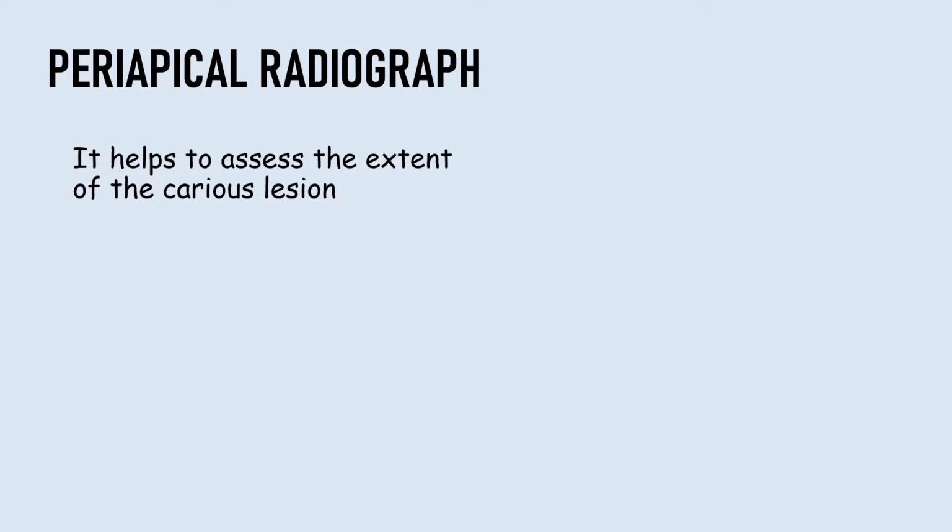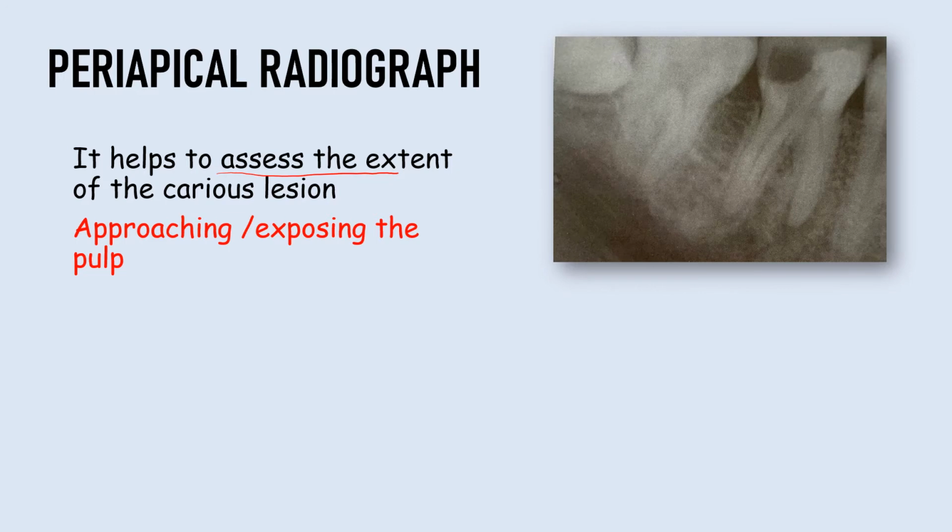Periapical radiographs are important because they help us to assess the extent of the carious lesion. Now, 3 situations can arise. The first one is that the lesion is approaching or exposing the pulp. If you look at the radiograph, you will observe that if this is the outline of the pulp, then this is the outline of the lesion. So, the lesion is in contact with the pulp. How will we manage this situation? We will go in for a root canal treatment.